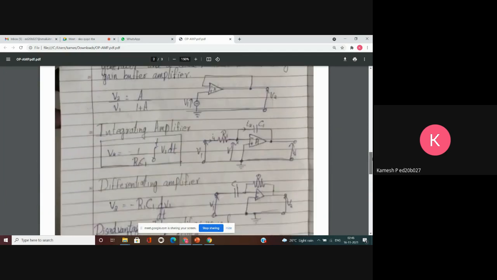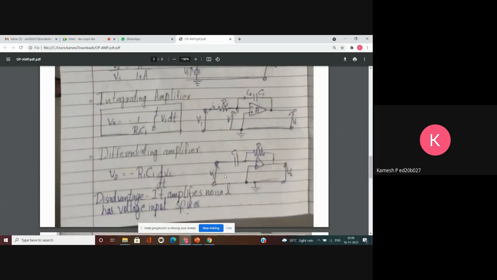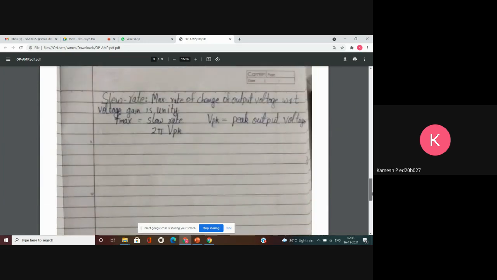So this is the amplifier part. Here you have the op-amp part. Most importantly, numericals would be based on the integrating amplifier and the differentiating amplifier. So, thank you very much.